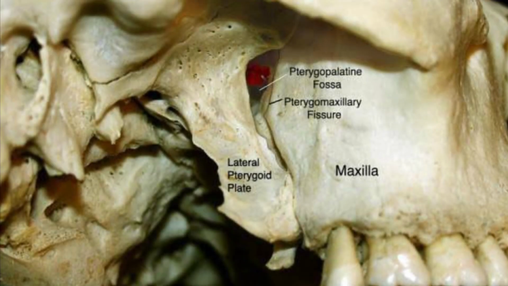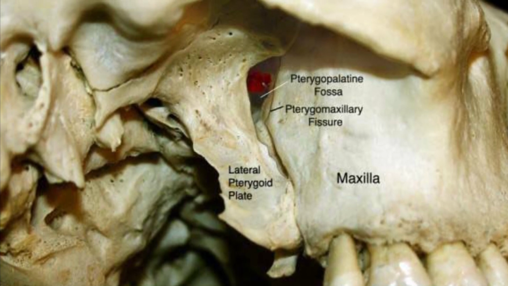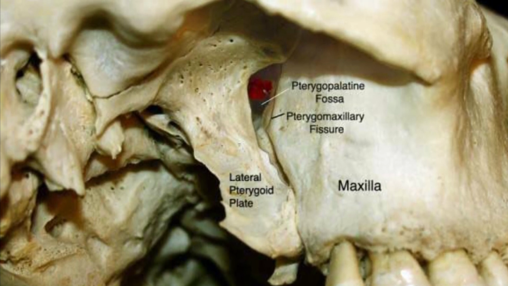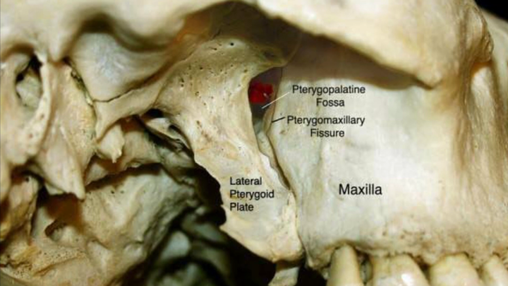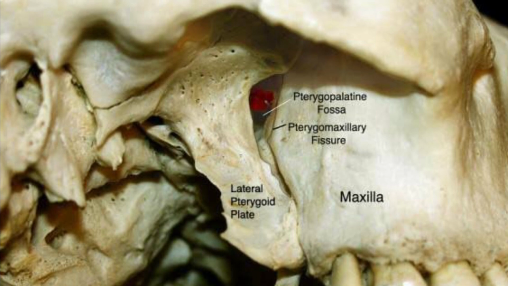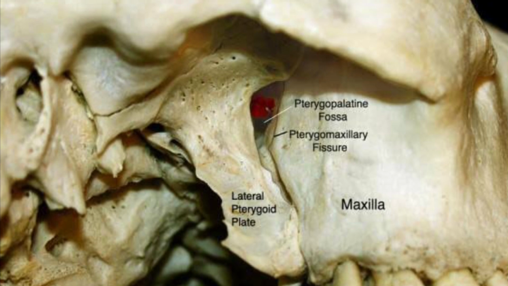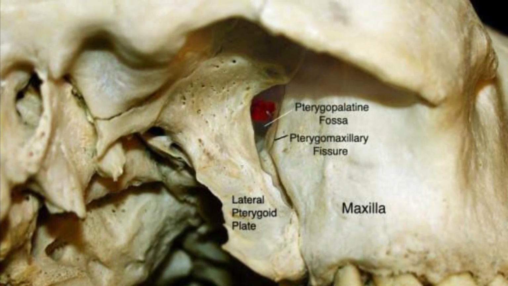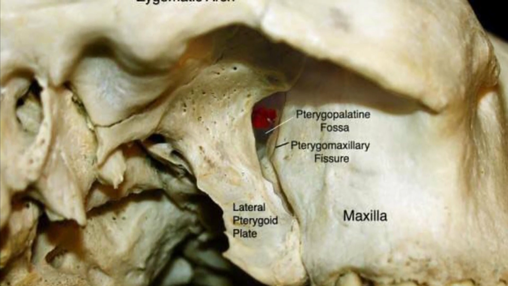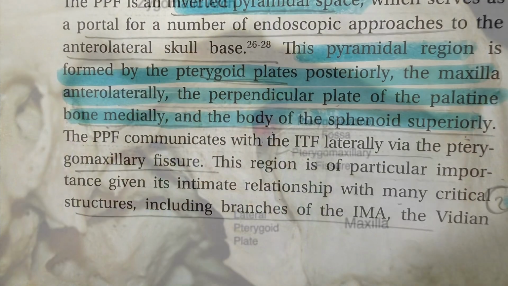The pterygopalatine fossa is an inverted pyramidal space which serves as a portal for a number of endoscopic approaches to the anterolateral skull base. This pyramidal region is formed by the pterygoid plate posteriorly, the maxilla anterolaterally, the perpendicular plate of the palatine bone medially, and the body of the sphenoid superiorly. So this is having four walls. This inverted pyramidal space is called the pterygopalatine fossa.